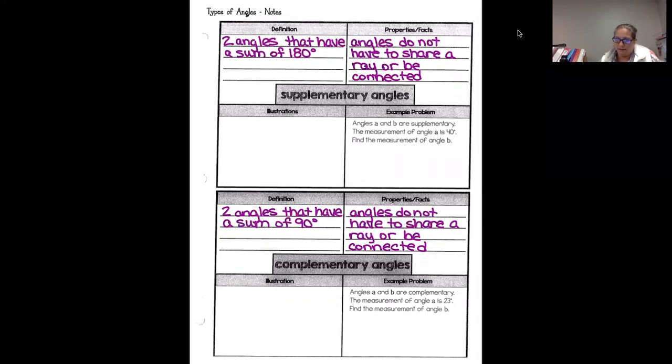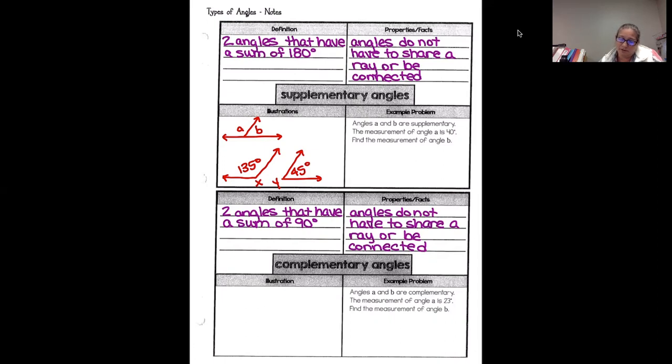So what that looks like is you can have a straight line with a ray coming off of that line. A and B are supplementary. They are connected. You can also have supplementary angles that are not connected. So you can have angle X is 135 degrees and angle Y is 45 degrees, and because their sum is 180 degrees, X and Y are also supplementary.